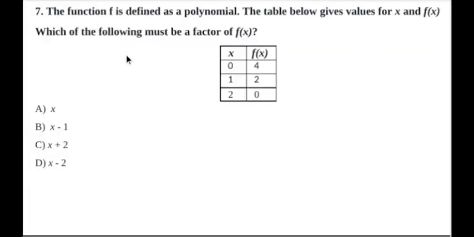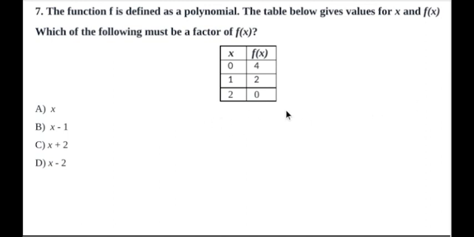Hello, we're on question 7. The function f is defined as a polynomial. The table below gives the values for x and f of x. Which of the following must be a factor of f of x? So we have our choices down here, which look like factors: x, x minus 1, x plus 2, and x minus 2. So let's define what the factor means.